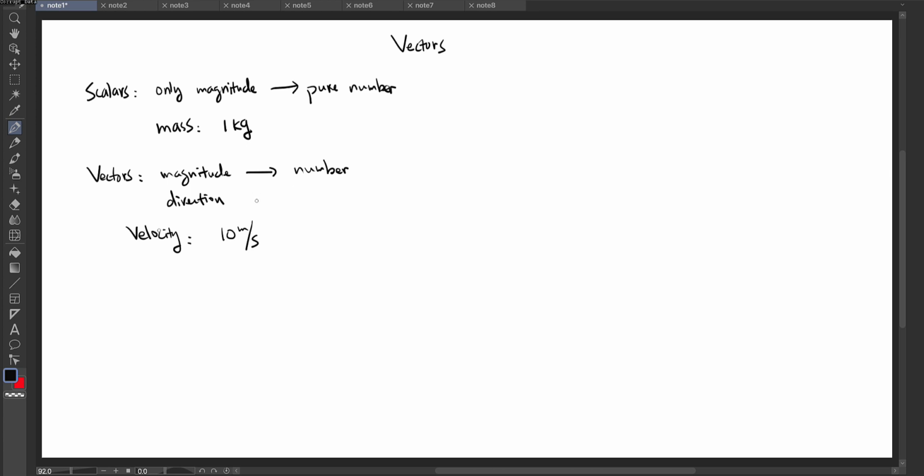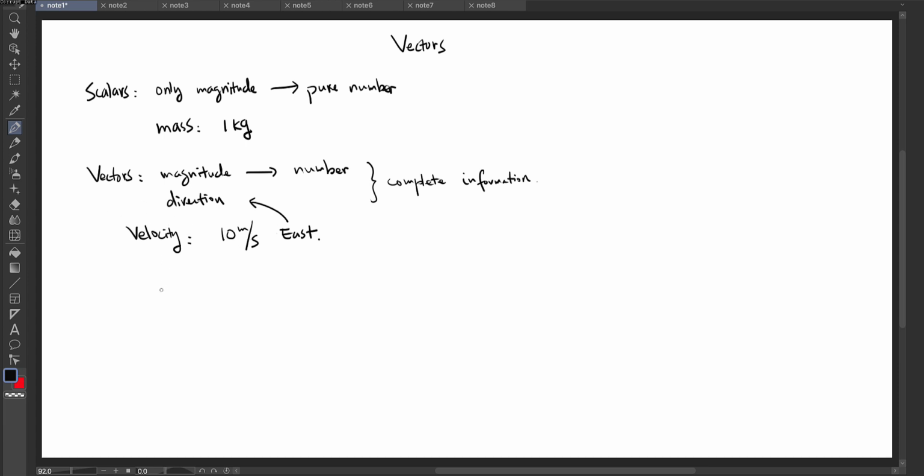So now let's say I want to say 10 meters per second east. Then that will mean this object is moving toward east. So that's the direction. Now we have a complete information about this object's motion. Otherwise, we don't actually know what direction the object is moving.